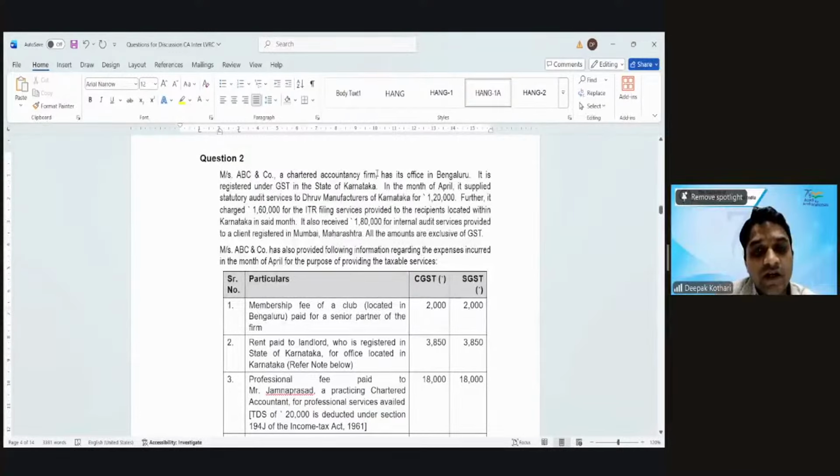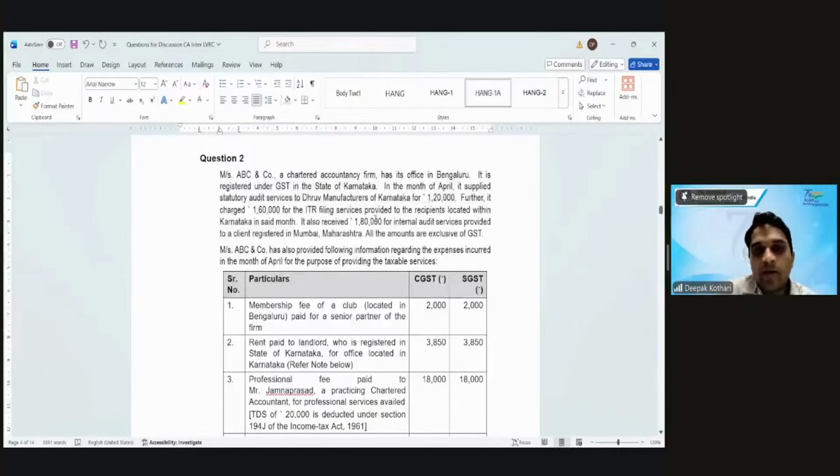ABC Company is a chartered accountancy firm, has its office in Bangalore. It is registered under GST in the state of Karnataka. In the month of April, it supplied statutory audit services to Dhruv Manufacturers of Karnataka for 1,20,000 rupees, very less. The fees is very less for statutory audit, just 1,20,000.